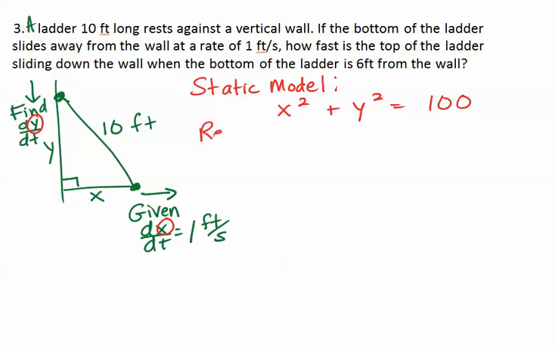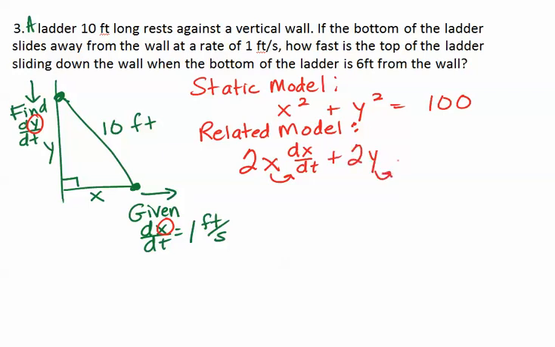And then our related rates model comes from differentiating implicitly with respect to time. So I'm going to differentiate with respect to time, so I'm going to do a d/dt operator. The derivative of x squared is 2x with a chain rule on the x, dx/dt, plus the derivative of y squared, 2y, with a chain rule on the y.